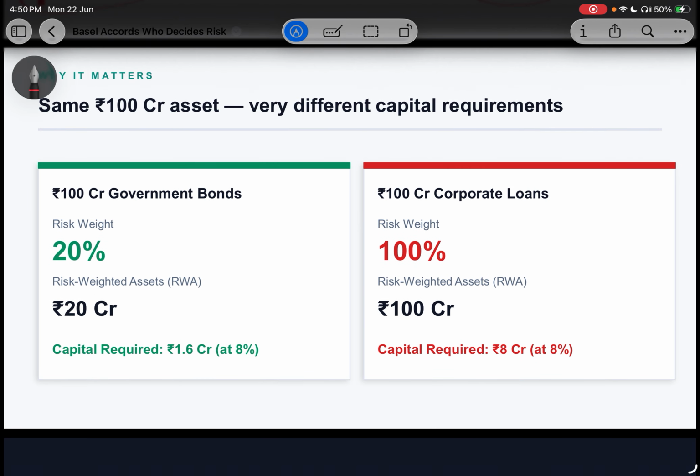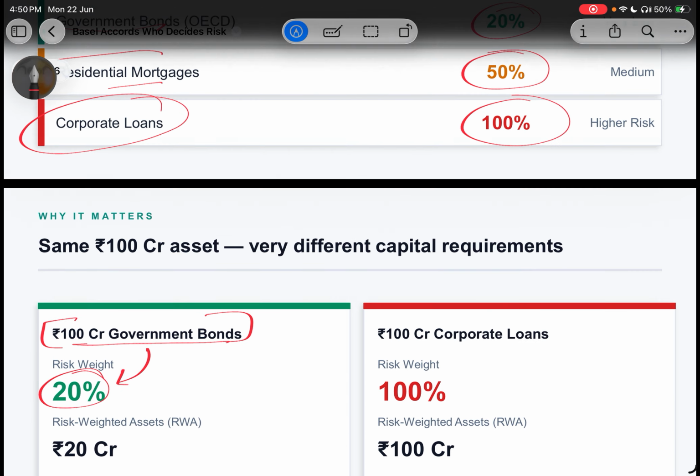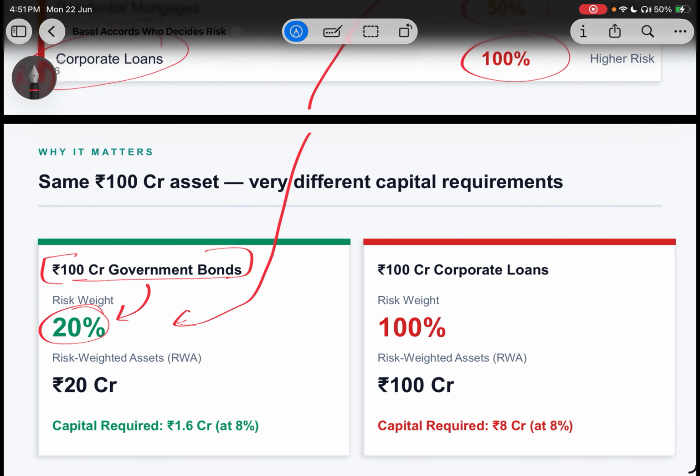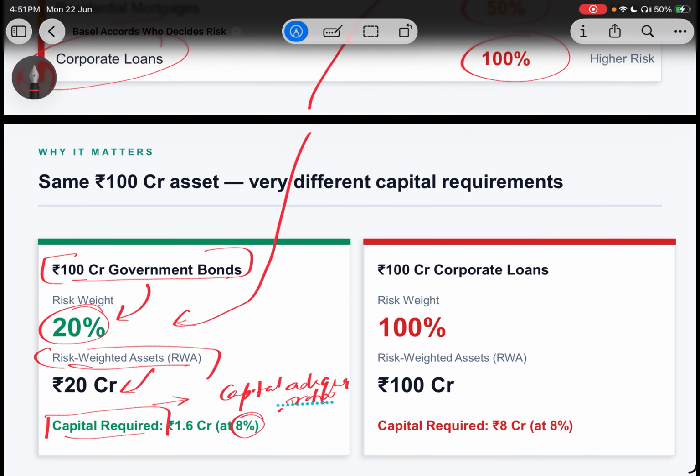Let's say you hold 100 crores in government bonds. The risk weight is 20%, right? Now, risk weighted assets are 20 crores. This is how you get that particular number. Now, what capital is required here is basically based on the capital adequacy ratio, right? Let's say it is at 8%. So, what your initial capital should be is 1.6 crores, right?